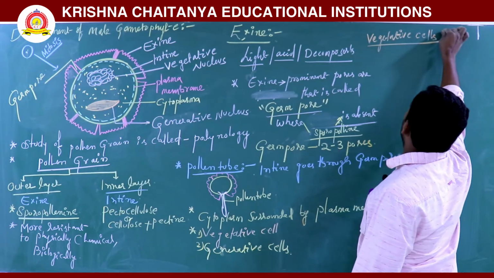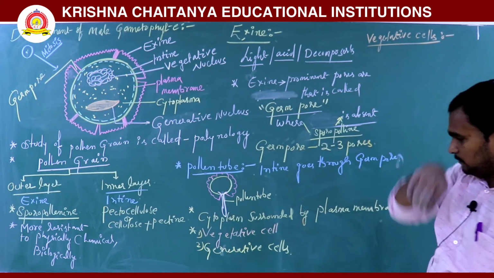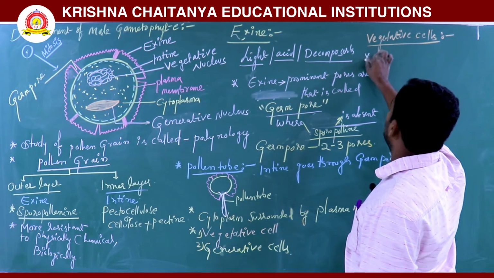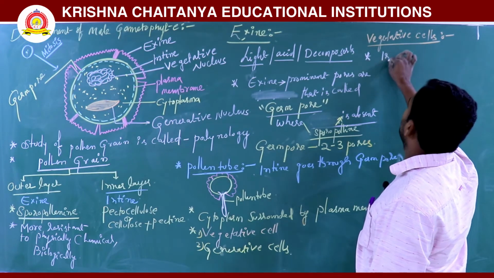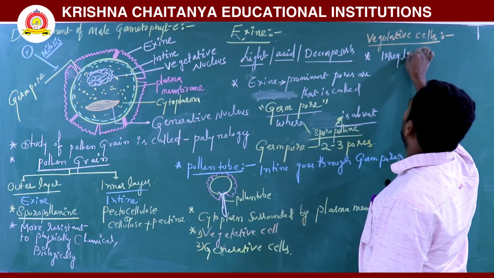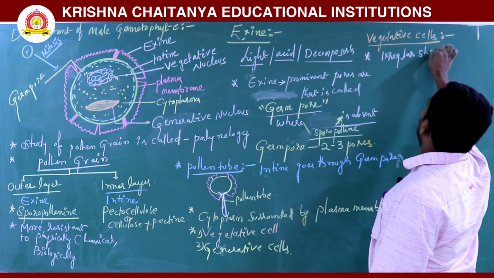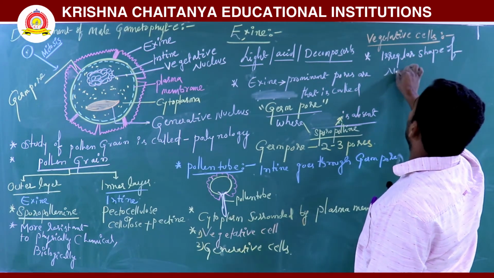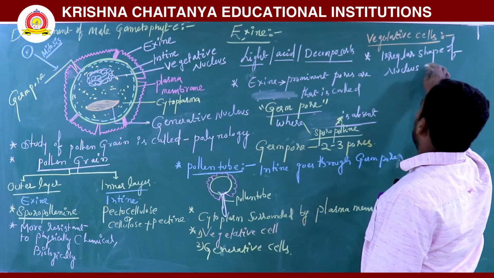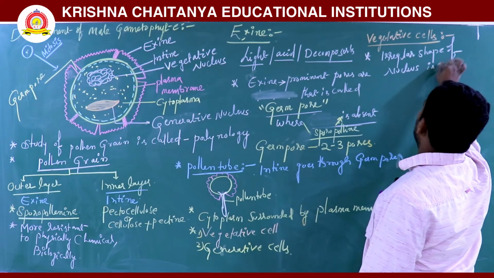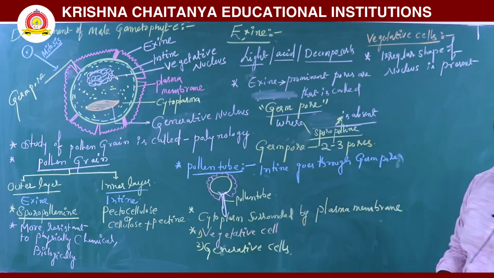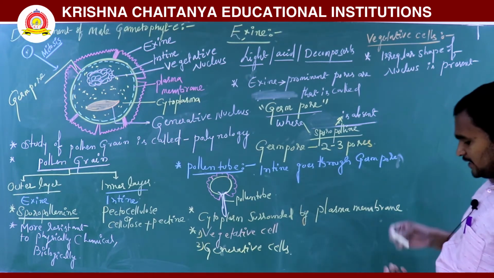Here the vegetative cell has an irregularly shaped nucleus present. So what does the vegetative cell contain? An irregular shaped nucleus.